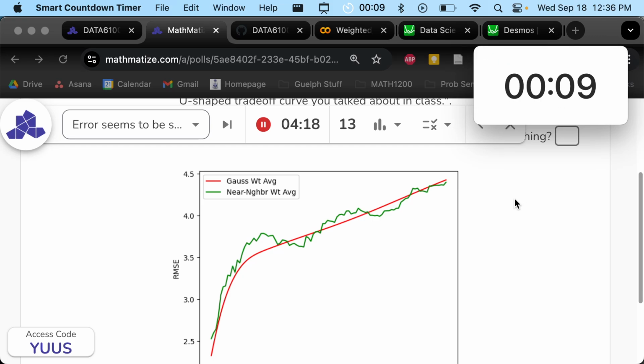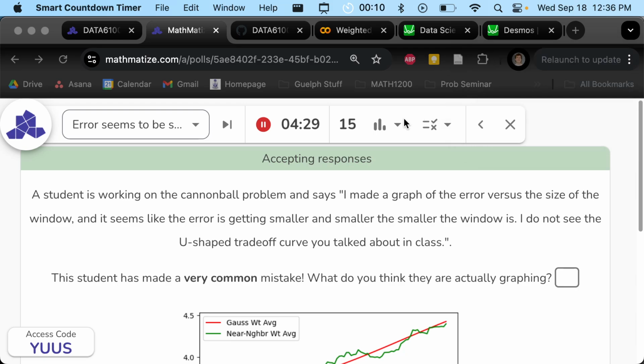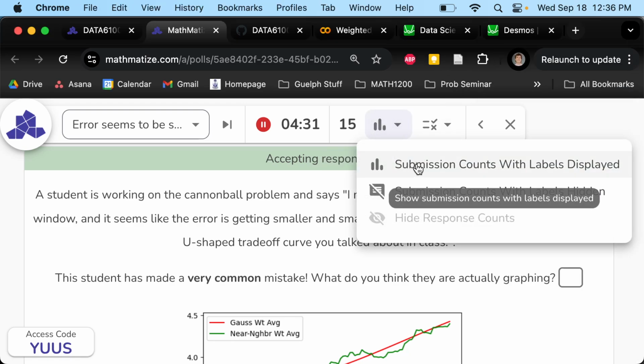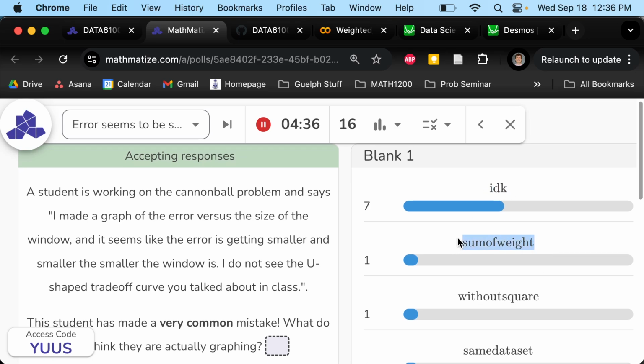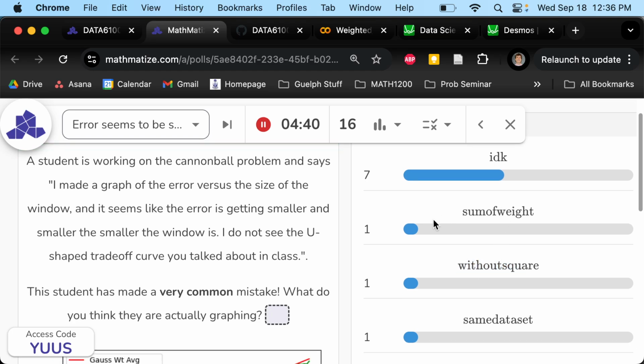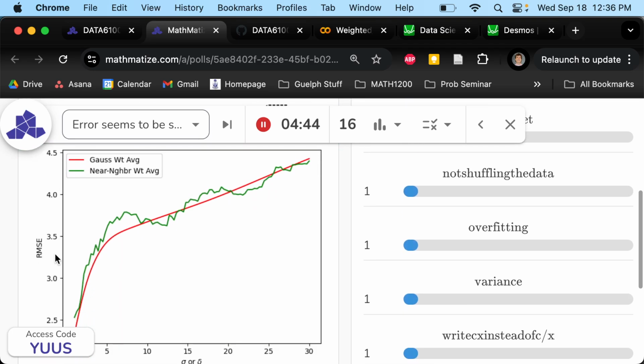Okay, here we go. I'm pressing the button. Okay, I don't know. Great. I don't know, fantastic answer. Okay, sum of weight without square. These answers are kind of saying, oh, you calculated the root mean squared error wrong. That is a mistake people make, but that is not the mistake made here. The root mean squared error is calculated correctly.